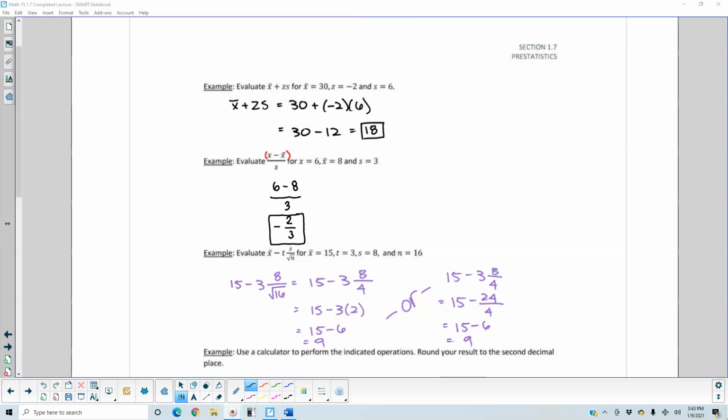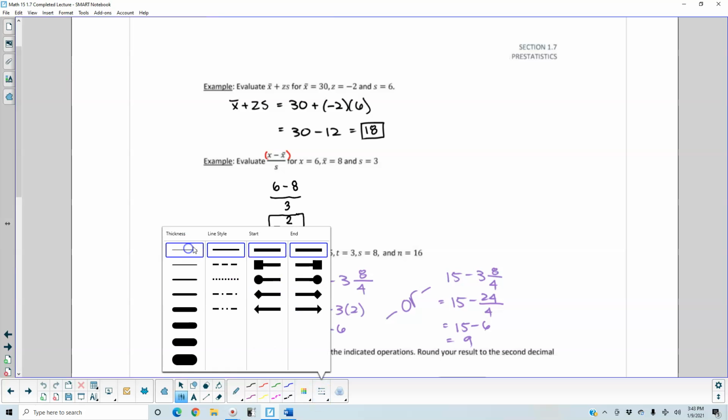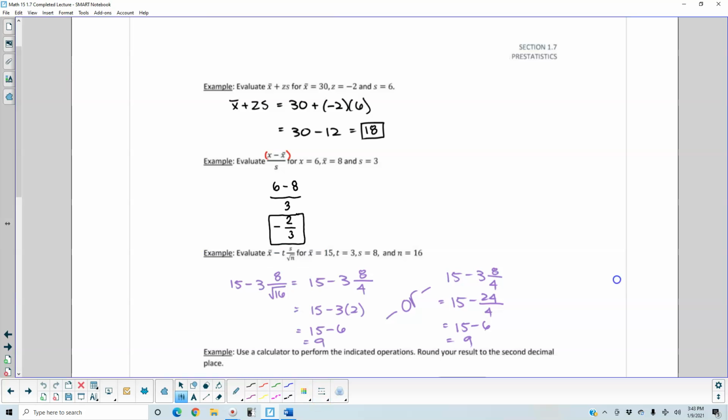And now another way of being able to do this is by having the same problem here, which is 15 minus 3 times 8 over 4. So this 3 times 8 over 4 is the same thing as 3 over 1, which gives you 3 times 8, which is 24 over 4, and that's how you're getting that result. So now we have 15 minus 24 over 4, which is 6, and 15 minus 6 is equal to 9.